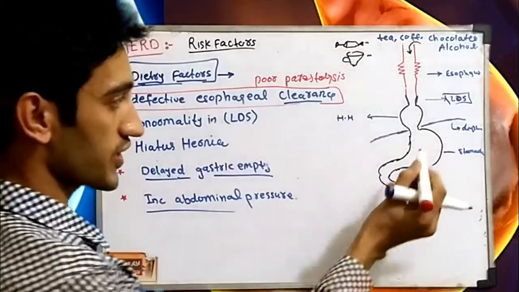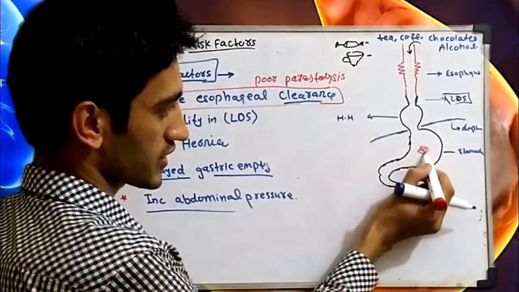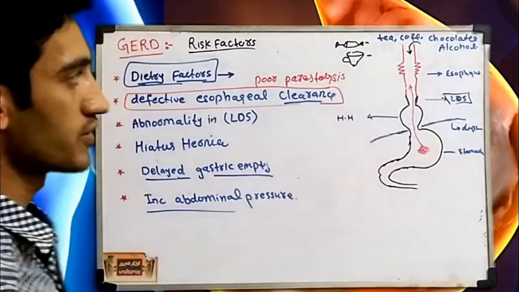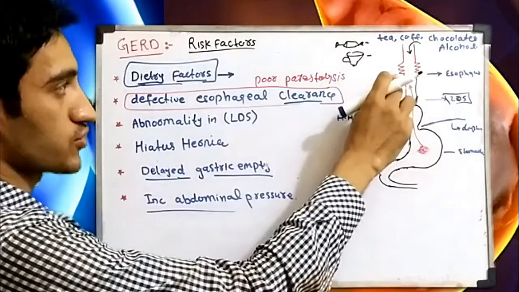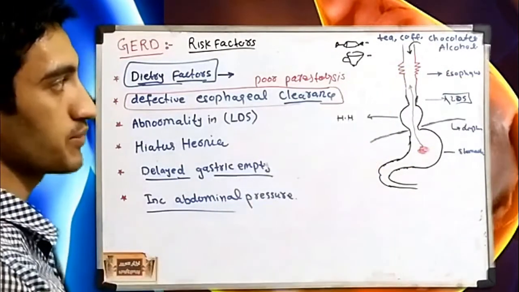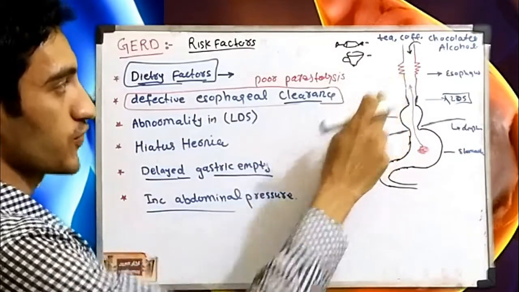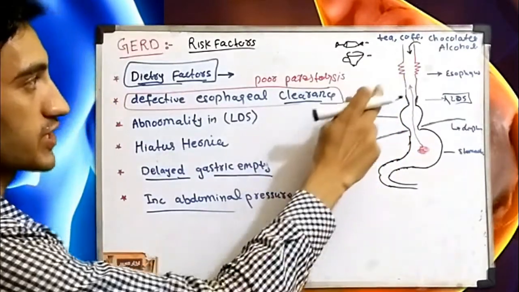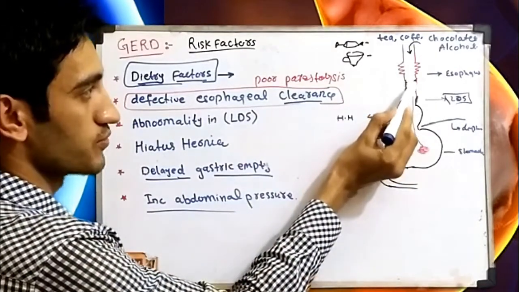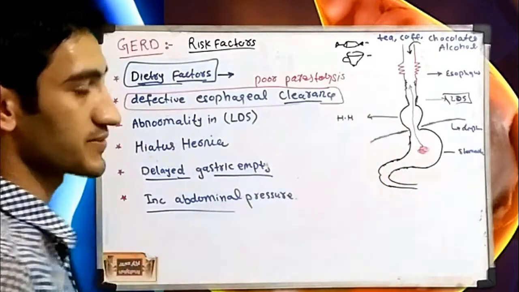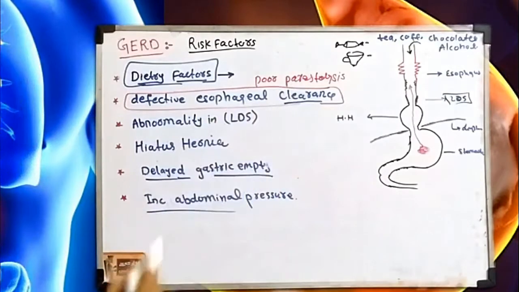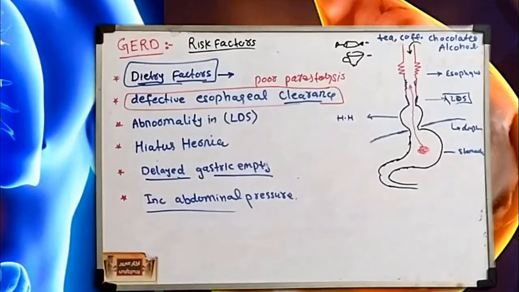For example, these are gastric contents and there is backflow. Normally the esophagus should clear them with the help of peristalsis, but when there is a problem in peristalsis, the esophagus will not be able to clear the contents properly and there will be prolonged exposure of the mucosa to the acidic contents. So it will lead to gastroesophageal reflux disease. So another risk factor is defective esophageal clearance.